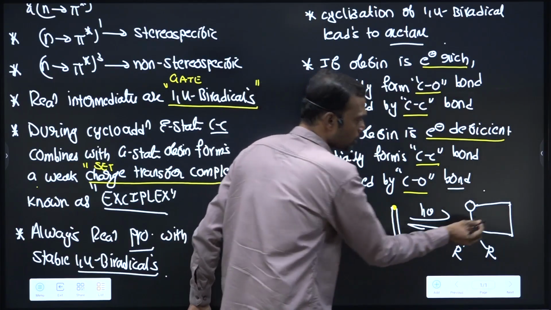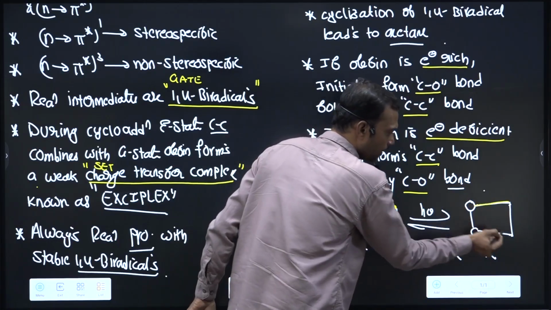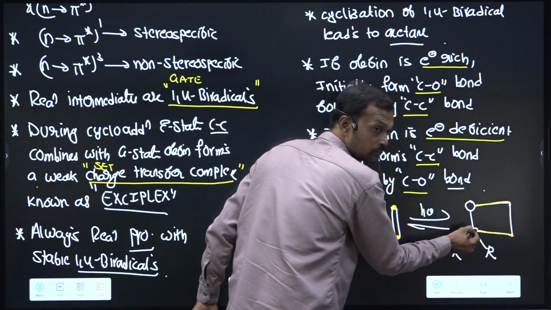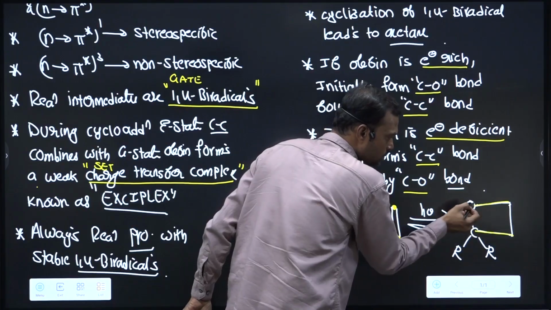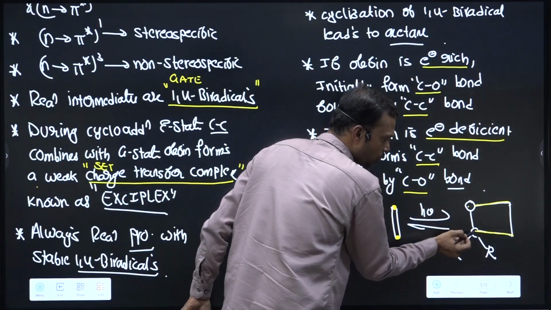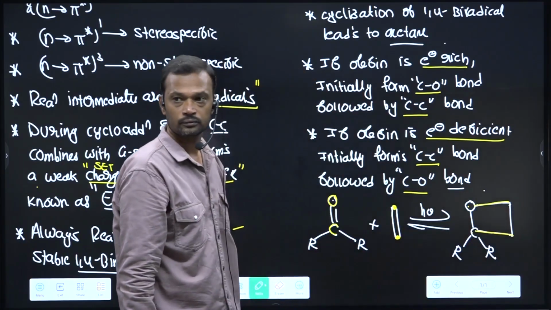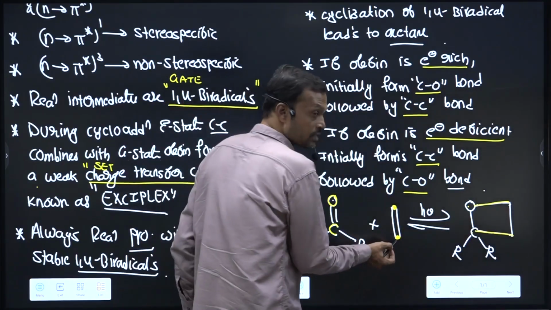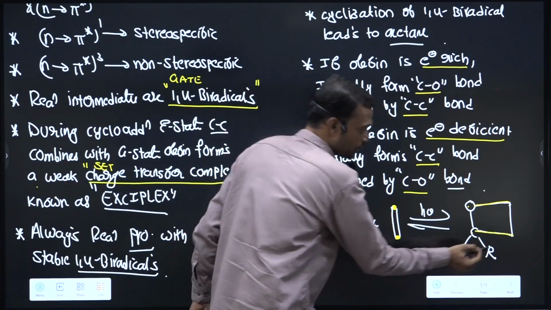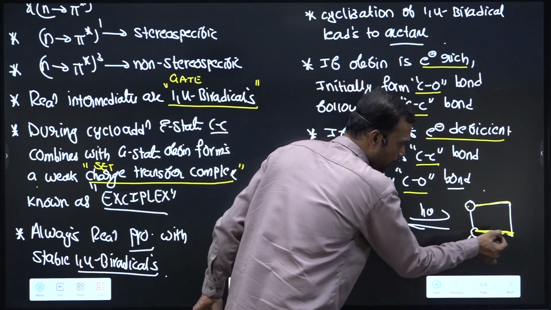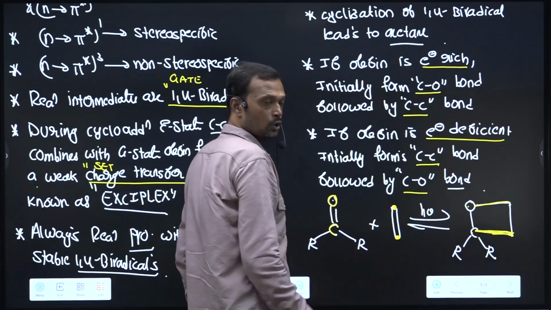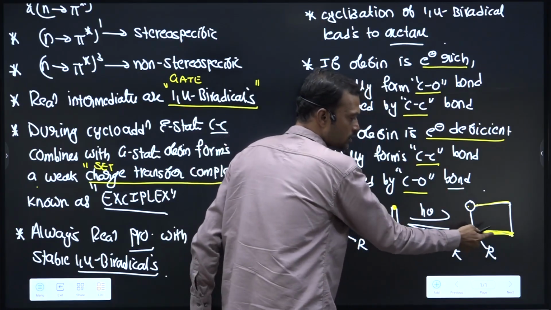If this olefin is electron rich, first CO bond, next is CC bond. Suppose first CO bond formation takes place: 1, 2, 3, 4. 1,4 biradical or not? Suppose if it is electron deficient, first is CC bond, later on CO bond. You focus on these two bonds only. Your answer decides on these two.